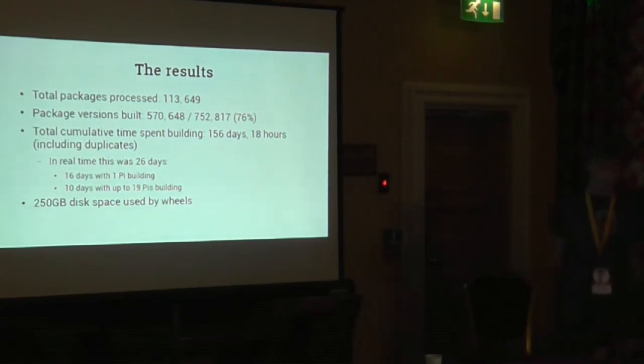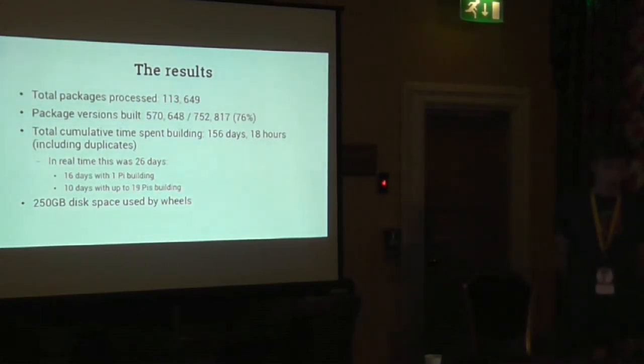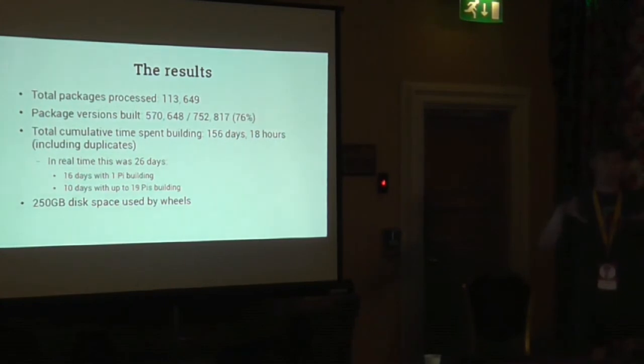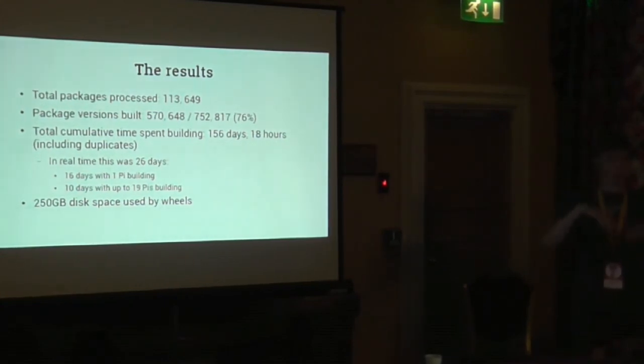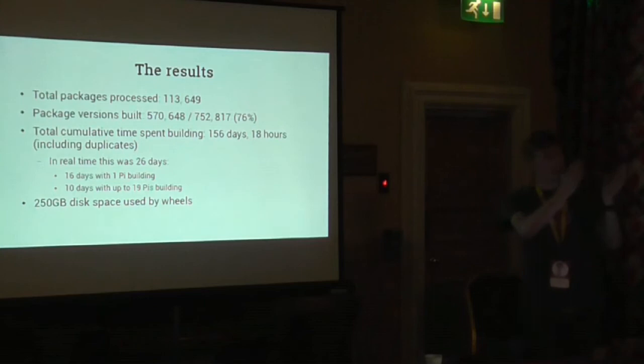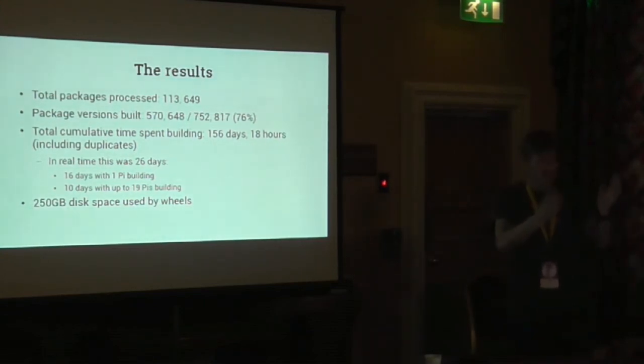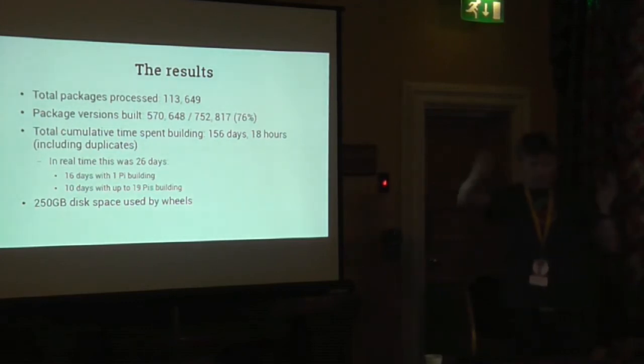But looking at the results, we got through 113,000 packages, 752,000 releases, of which we managed to build 570,000, so over 500,000 successfully built packages. The cumulative build time for this was over 150 days, because I realised that the queuing system was allowing duplicates to take place. I was watching the control thing at one point, and I got to 100%, and I celebrated, and then it got to 101%, and I thought, what?